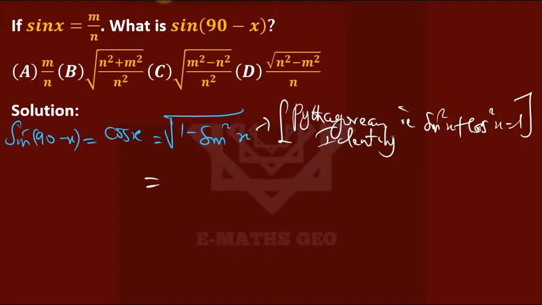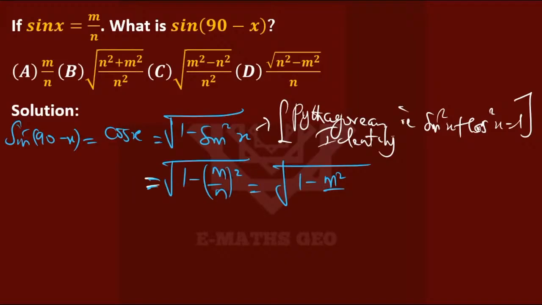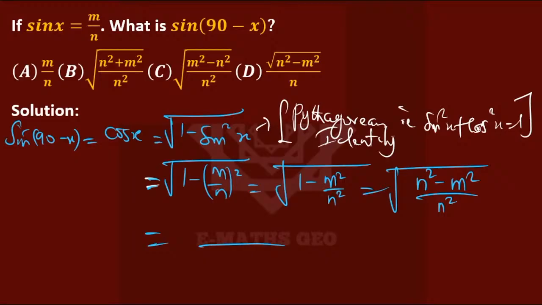So now we'll substitute the value. The value of sine is m over n. So we'll have the square root of 1 minus m over n all squared, which is the square root of 1 minus m squared over n squared. So from this, the LCM is n squared, so we'll have n squared minus m squared. Since the square root of n squared is n, we're left with that. So that's option D. So we'll combine both Pythagorean identity and cofunction identity.